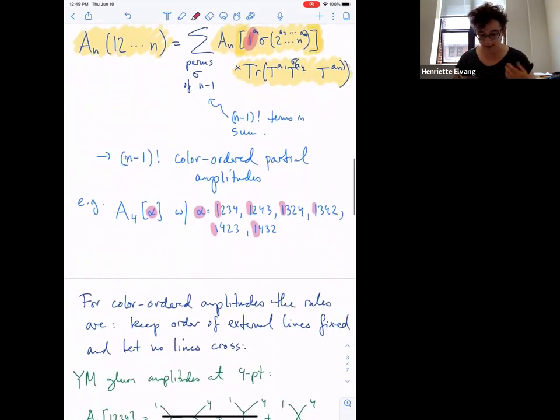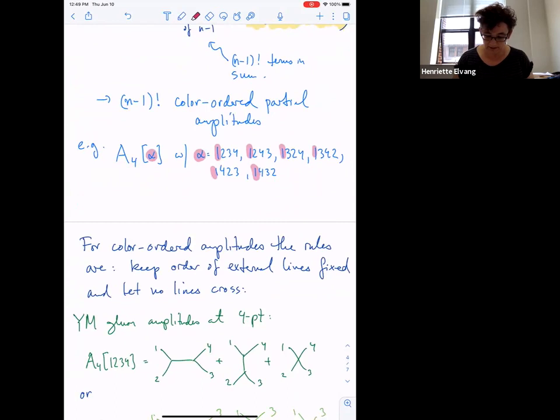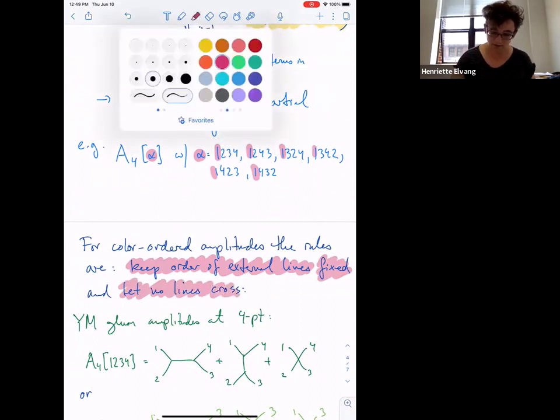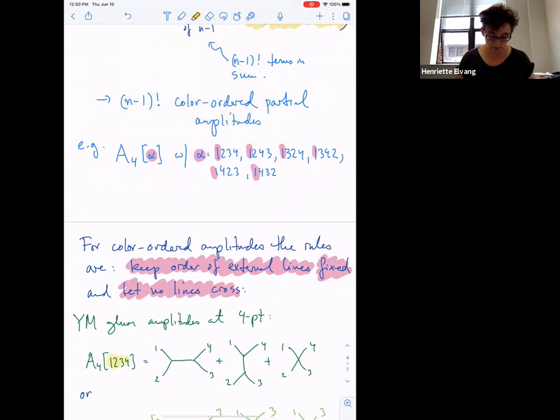Now, when you're calculating color ordered amplitudes, the Feynman rules are very simple. They're the same Feynman rules that you normally use, but with a little extra restriction, namely that you have to keep the order of the external lines in the order that it's given. So you keep that fixed, and you never let lines cross. So in particular, if I took the amplitude with color ordering 1, 2, 3, 4, I write my labels 1, 2, 3, 4 in a particular order that reflects the cyclicity also, because it's sort of writing them in a circle. And then I draw all the tree level diagrams without crossing any lines.